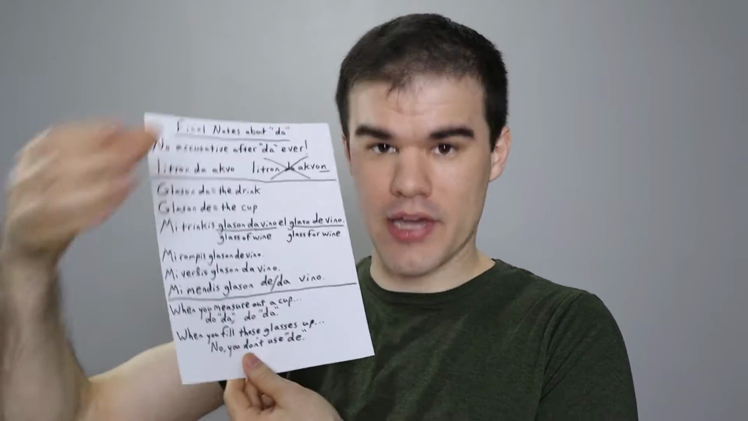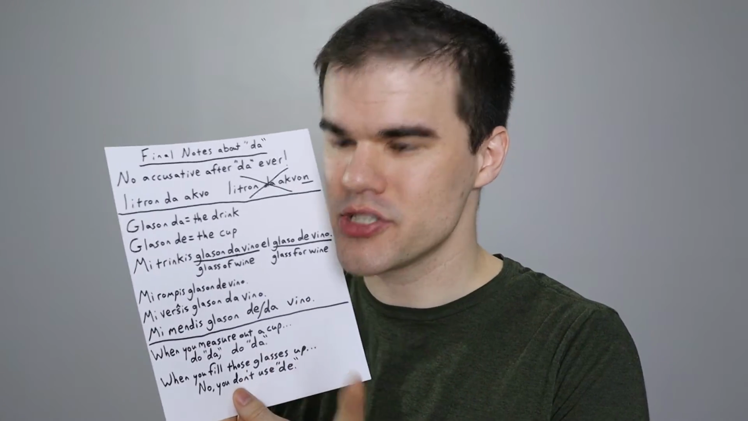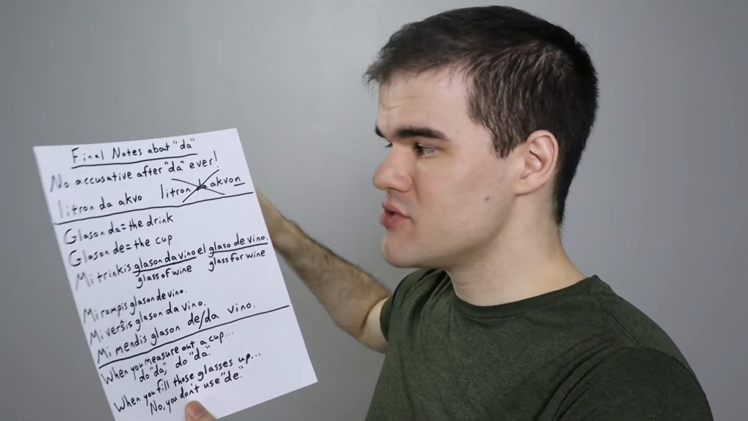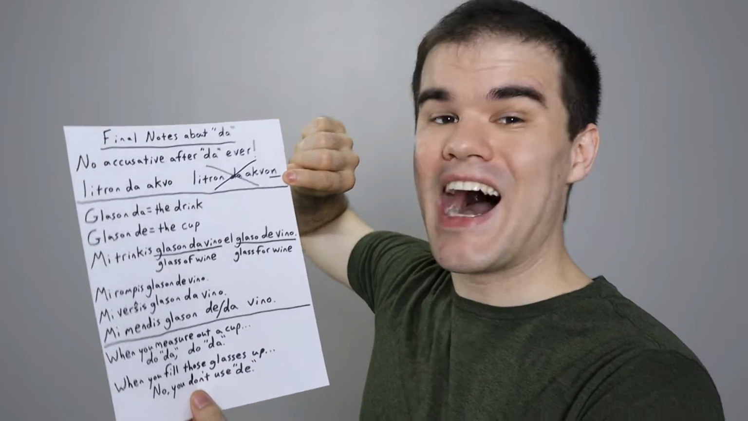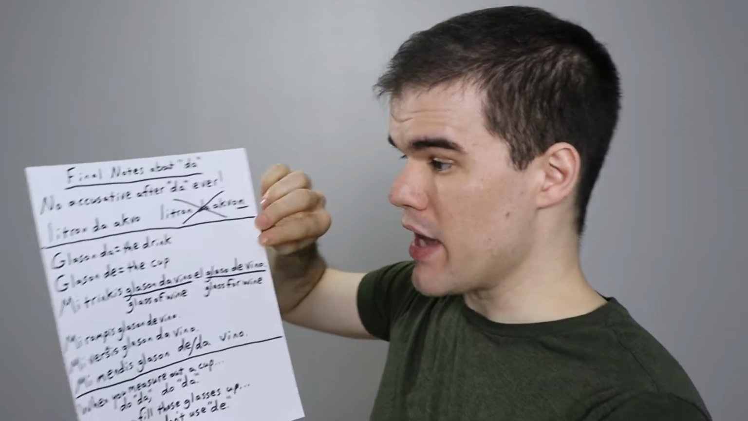The important thing is the cup, the amount, because it's answering what? No, no. How much? So, how much? Litron. That's how much. Da akvo, that's fine, but don't put da akvon. Never, ever, ever. Okay? That's one of those rules you can just take to the bank.